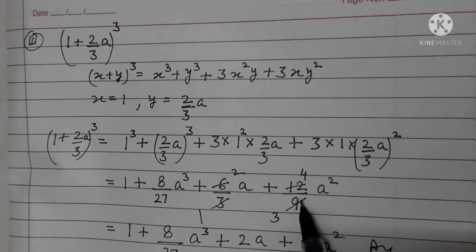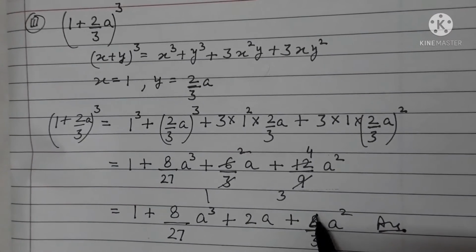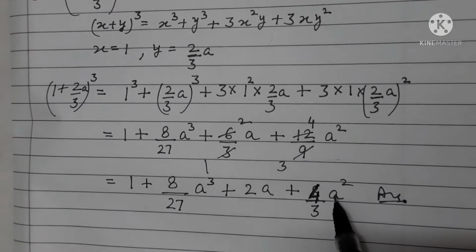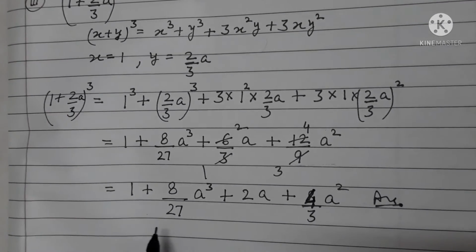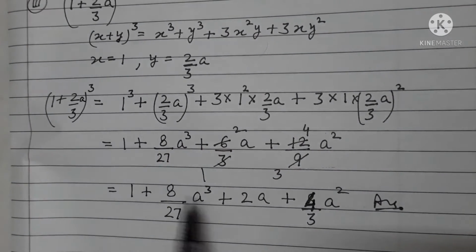Here 3 4s are 12 and 3 3s are 9, so this is 4 upon 3 a square. This is the expanded form of this cube of binomial.